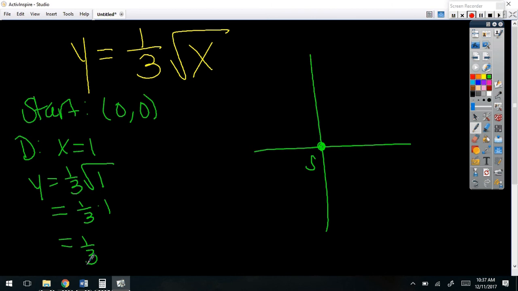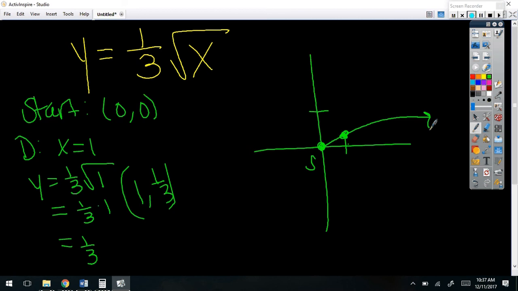So you should have gotten 1/3 for your y. So 1/3 times 1, which is 1/3. Okay. So somebody asked, how do you plot that? Go over 1 and then put a dot on that 1, and just go up about 1/3 of the way. Or just make your dot really big.